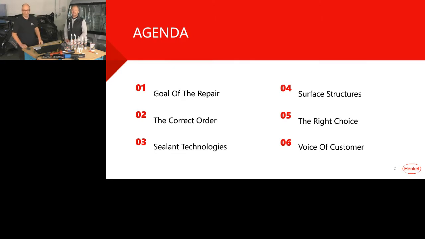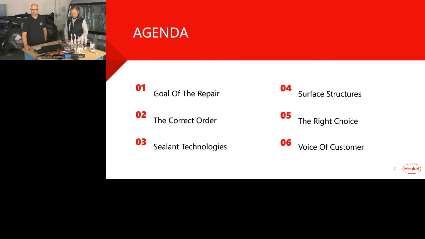Don't worry. And then I think the most important thing is surface structures. This will interest most of you. And to get the right surfaces, we need the right choice of nozzles and tools. This is the fifth thing. And last but not least, we also have a voice of the customer on these things. But let's go, Joachim, it's your turn.